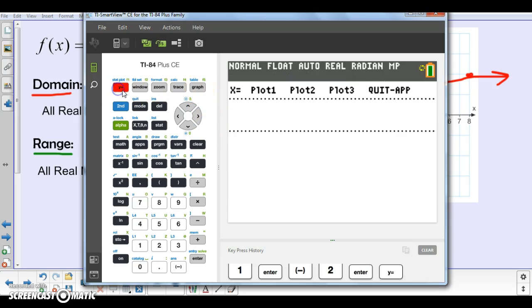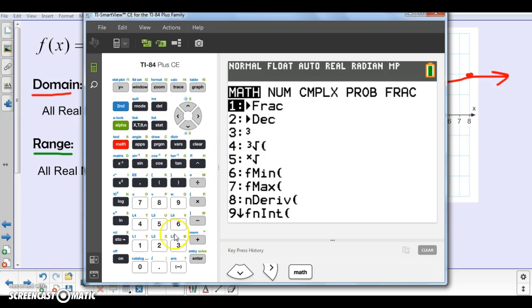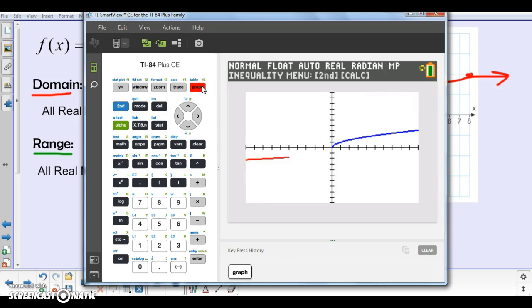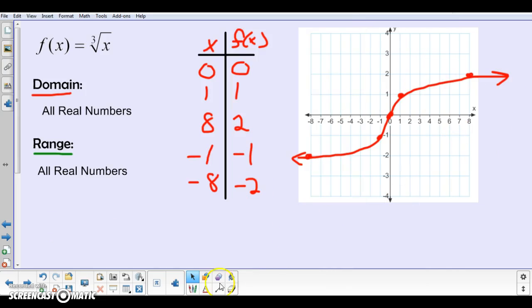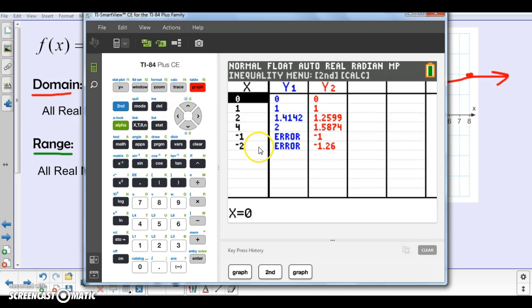Now if I were to graph the cube root of x, which I'll do next, I could go to the math menu, pull up the cube root function, and take the cube root of x, and hit graph. You'll notice in red the cube root function's graph, the same as it was when we graphed it by hand.